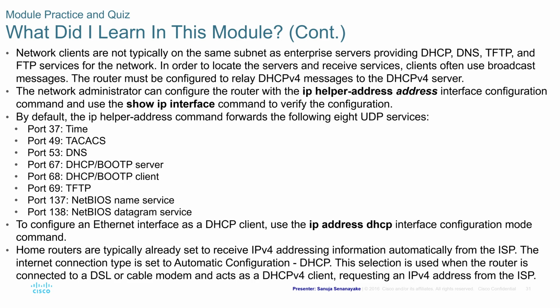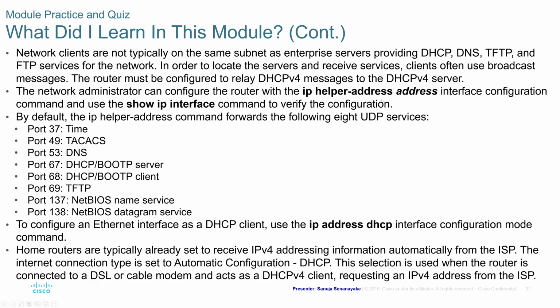Network clients are not typically on the same subnet as enterprise servers providing DHCP, DNS, TFTP, and FTP services for the network. In order to locate the servers and receive services, clients often use broadcast messages. However, the router must be configured to relay DHCPv4 messages to the DHCPv4 server. If the router is not configured with the proper information, the DHCPv4 messages will not be relayed across different networks. So the network administrator can configure the router with the IP helper address. You're going to go ip helper-address, and then enter the IP address of wherever the server is located, in interface configuration mode, and use the show ip interface command to verify the configuration.